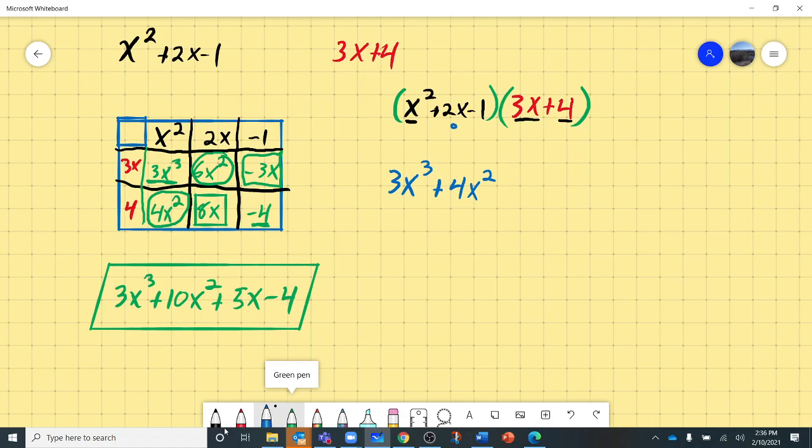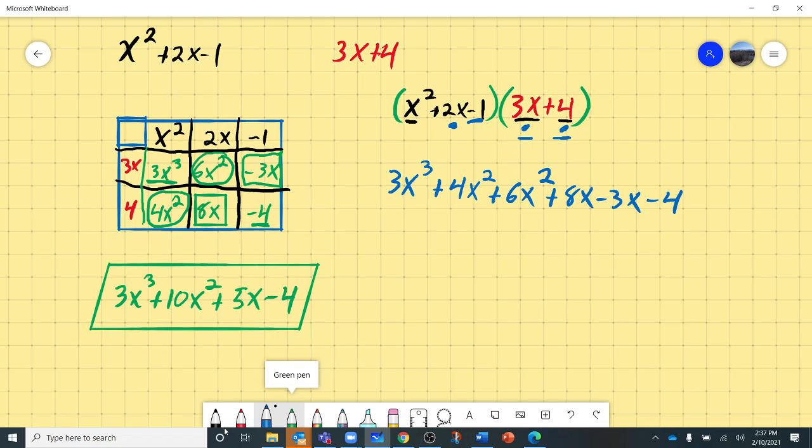And then I can move to my next term, my 2x. And again, I want to make sure I multiply it by everything in the other parentheses. 2x times 3x is 6x squared. And 2x times 4 is 8x. Okay, and then I'm going to move to my last term, which is the negative 1. And again, I'm multiplying it by everything in the other parentheses. So negative 1 times 3x is minus 3x. Negative 1 times 4 is negative 4. And this will work out the same as the other one did.